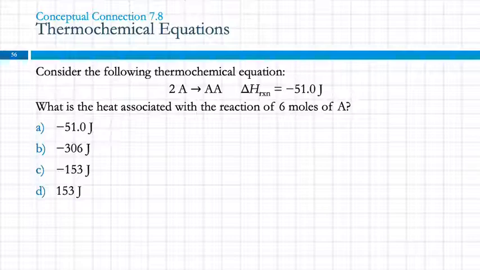How do you make 2 into 6? Times 3. So if you're using 3 times as much stuff, it should make sense that you're going to get 3 times as much energy, right? Which one of these numbers is 3 times minus 51? C.